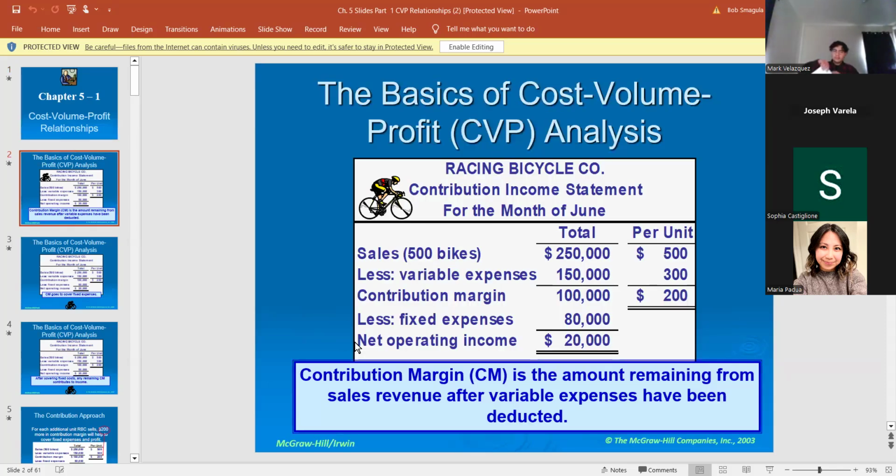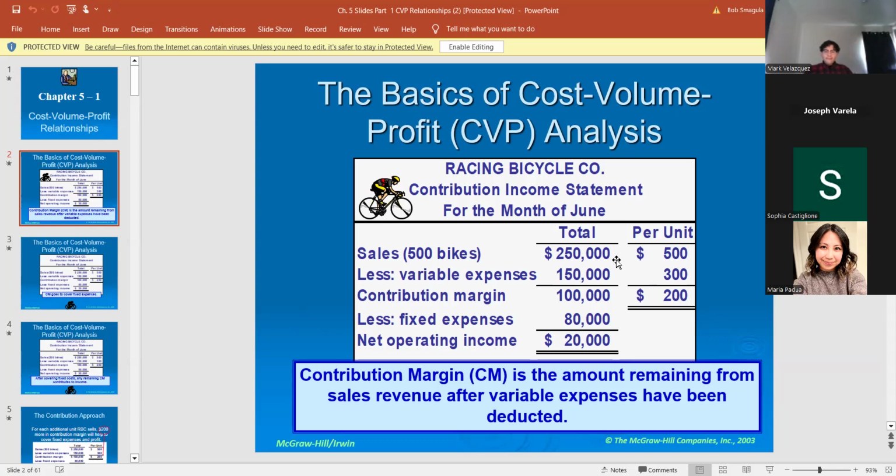So let's go back to the basics of cost volume profit analysis, CVP. This is called, as you know now, the contribution income statement. It's not GAAP, it's for internal use. Nobody in the outside world, I don't think, wants to see the contribution thing. But let's understand it. We have 500 bicycles being sold at $500 apiece, making our total sales $250,000.